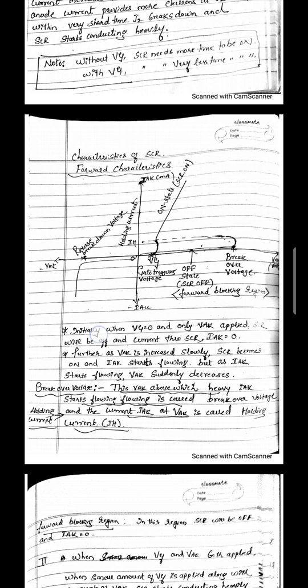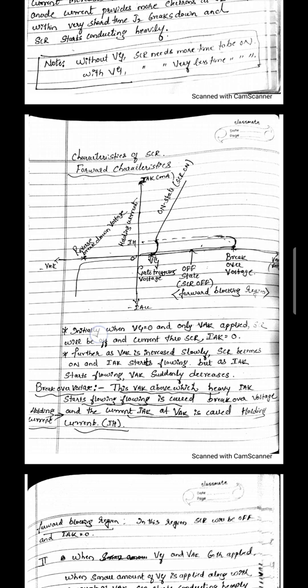That is, VAK, the voltage applied between the anode and the cathode, on this axis, and IAK, the current flowing through the SCR from anode to cathode. Voltage versus current: VAK is the voltage applied on the x-axis of the SCR, and IAK is on the y-axis. Now we will see the working of SCR. Just see here, as we go on, VG is 0 now. First thing, VG is 0; VG we have not applied at that time.